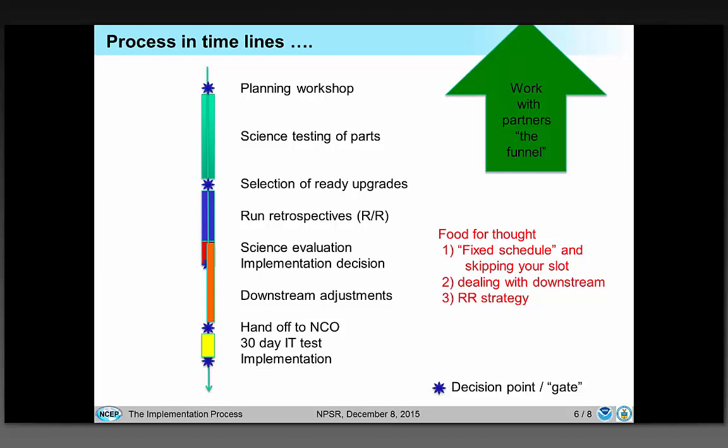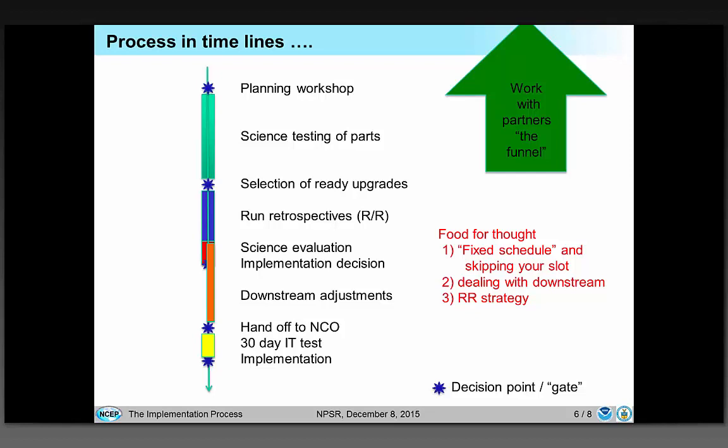Dealing with the downstream side is food for thought. What do you do? At this point, you're ready to implement this model, but you need time to get the downstream guys going. Are we going to implement and run things in parallel for a while to get the new model in as fast as possible? Or are we going to wait with implementation until every other model is ready and we have the simplest model suite every time? I don't know the answer to that, but especially with the GEFS, as we have the discussions with the Water Center, the size of the downstream adjustments is so big that it's on the order of a year.